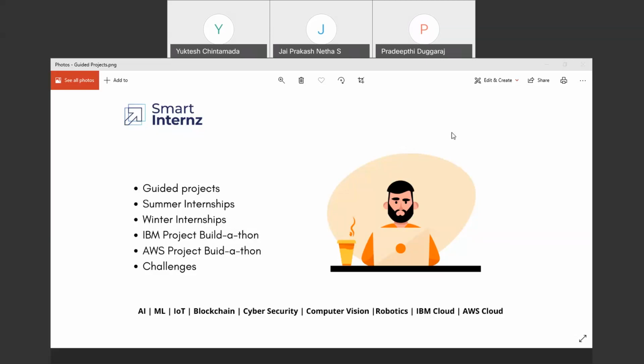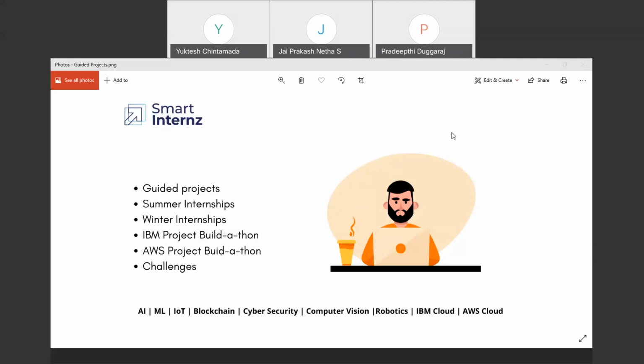Smart Interns is one of our SmartBridge products. It's a platform designed and developed for students. So what is in it for the students? Smart Interns has a lot of features and programs designed for students to upskill themselves on emerging technology. If you are a technology enthusiast and want to upskill yourself on emerging technologies, Smart Interns would be the one-stop destination to start your career on any technology, or upgrade yourself on any particular technology you are interested in. So how can that be done?